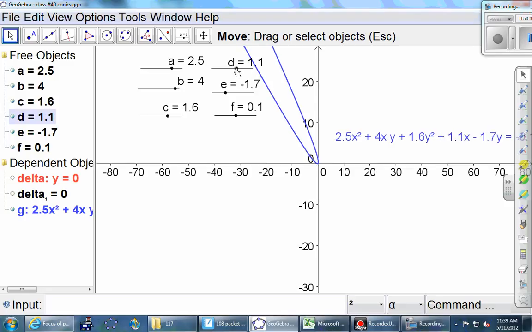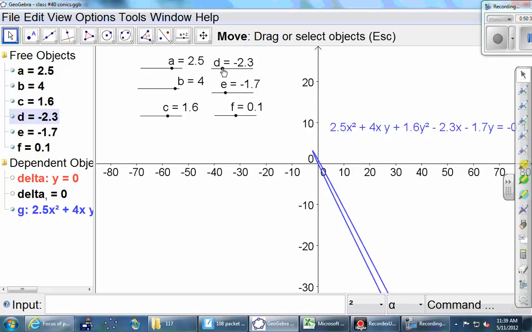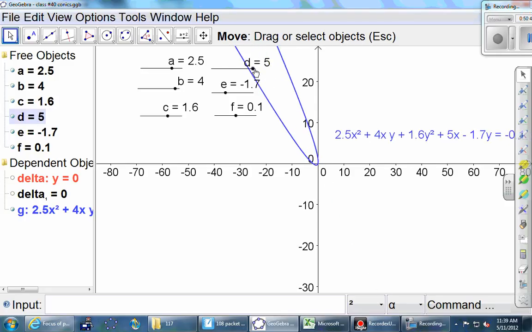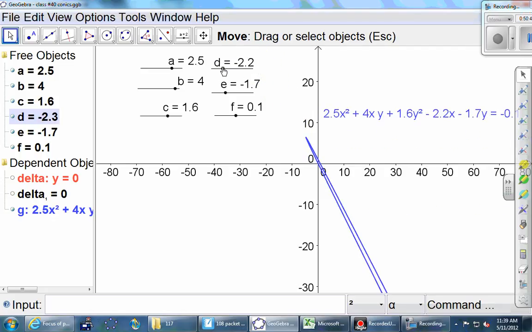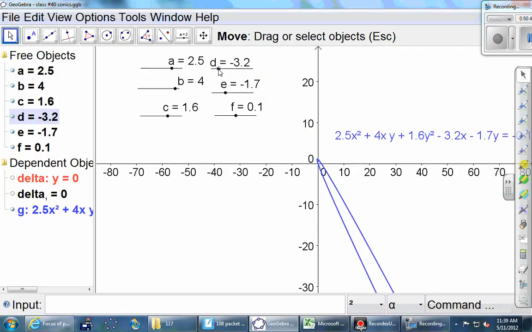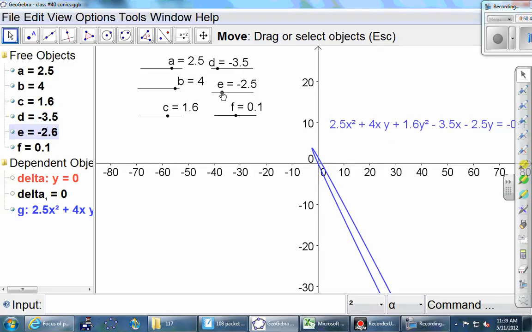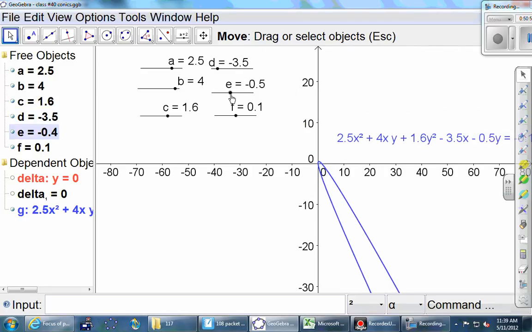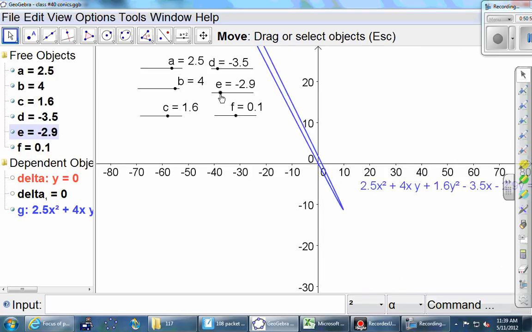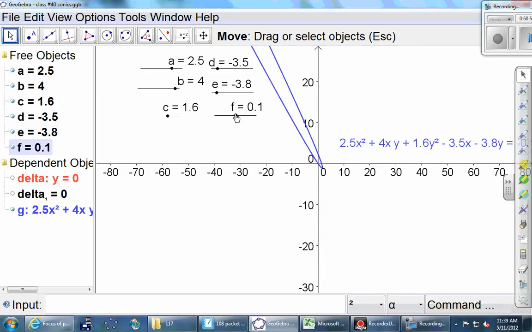So what's it going to do? Let's see. If I move D, oh my goodness. The vertex is moving, it's getting shorter, all of a sudden it flips over completely. I can change E. It's a parabola the whole time. And then we can change F. This probably won't have as dramatic an impact because that's just the constant term.